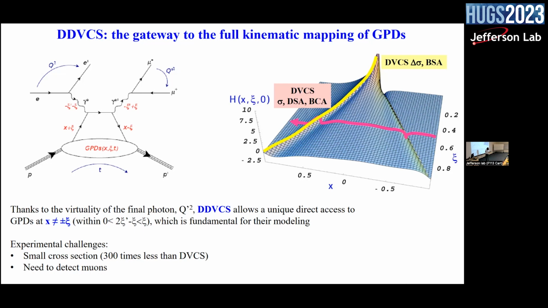So when you have this figure here showing what we access with DVCS asymmetry or cross-section, double DVCS would allow us to cover all this region here in the middle. So it's an interesting channel from this point of view, but it's also very challenging experimentally. Again, it has a cross-section that is smaller than the one of DVCS. And we need to detect muons in the final state, because there is also the option of the decay into an electron pair, but then you would have the problem of distinguishing which is the scattered electron and which is the decay electron.